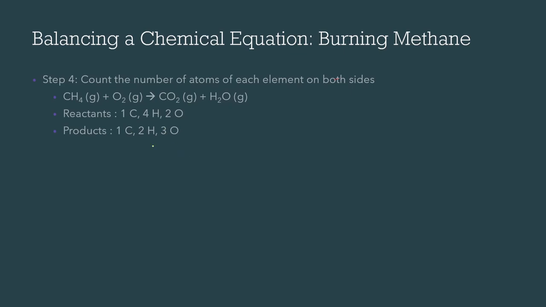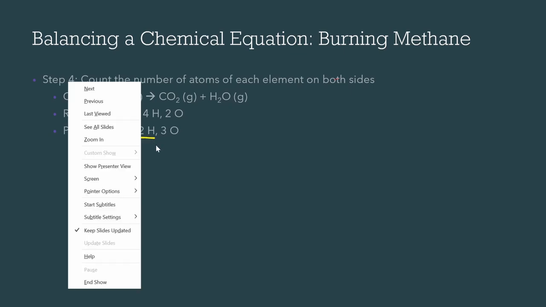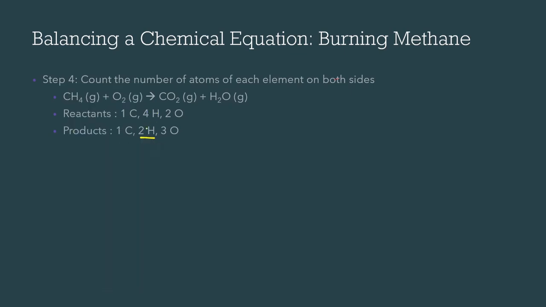So the first thing we want to identify is the side with fewer atoms. In this case, for hydrogen, the side with fewer atoms is the side of the products. So we can see that the products have 2 hydrogen compared to the 4 hydrogen on the side of the reactants. What we're going to do next is to identify the product that the hydrogen came from.